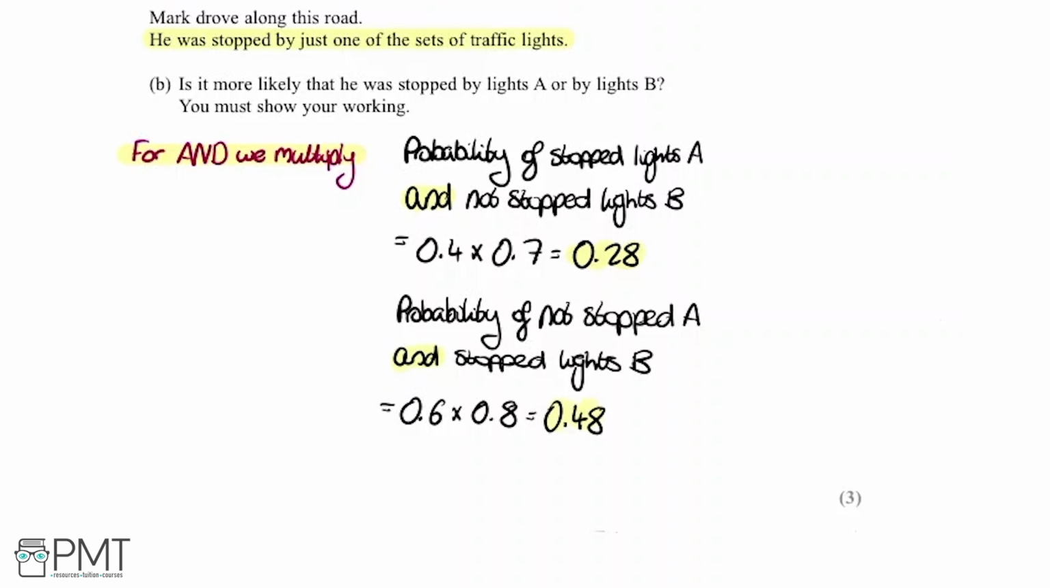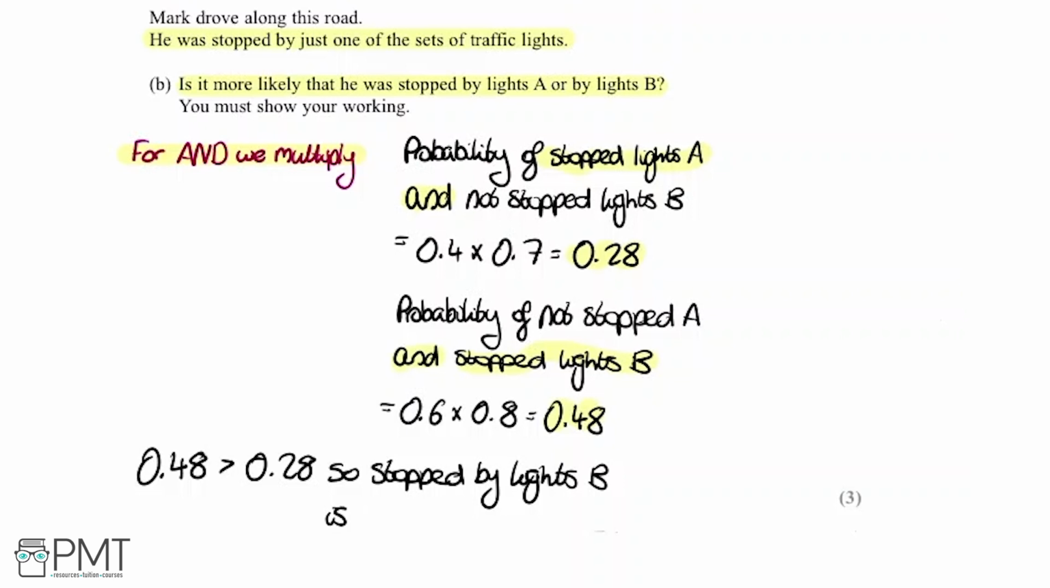So now we've got to answer the question: is it more likely that he was stopped by lights A or lights B? Well, for the first option, he was stopped by lights A, and for the second option, he was stopped by lights B. The probability for the second option, 0.48, is greater than the probability of the first option, 0.28. So being stopped by lights B is more likely.